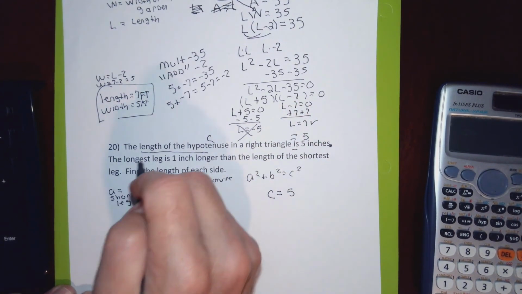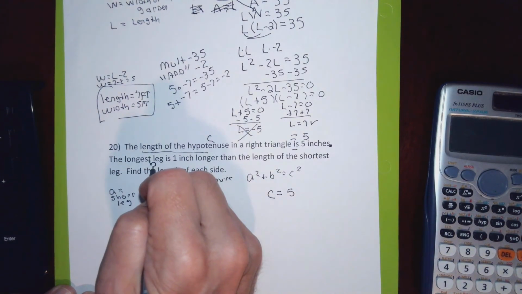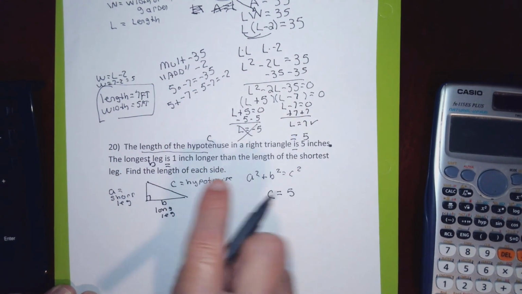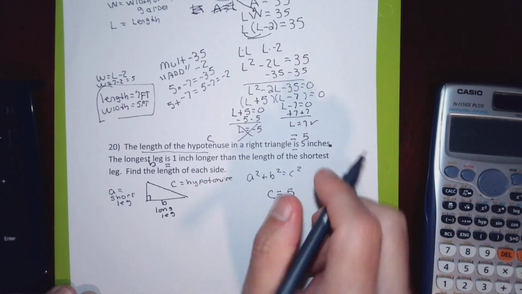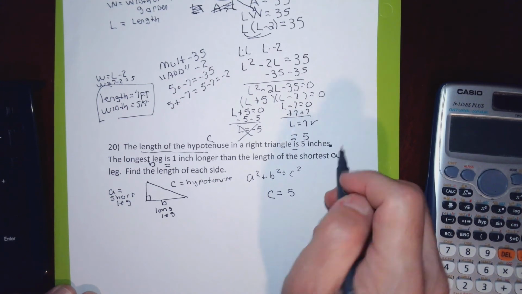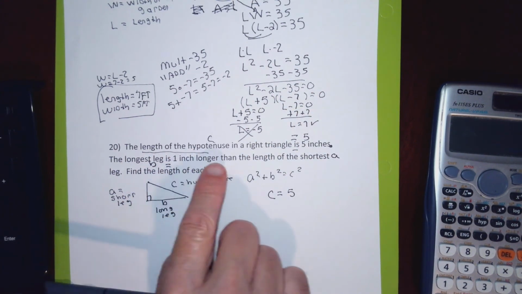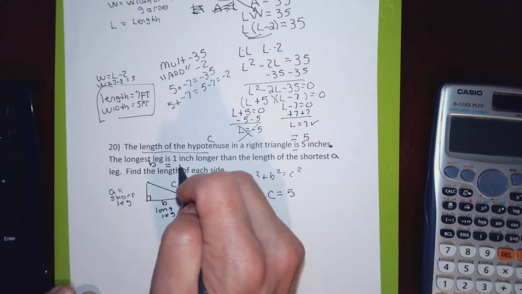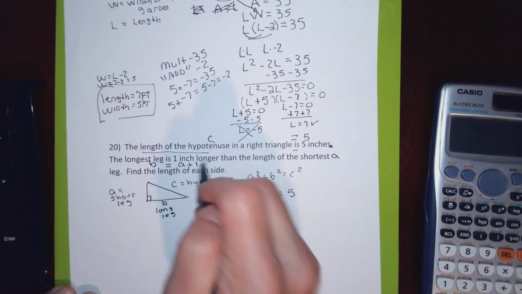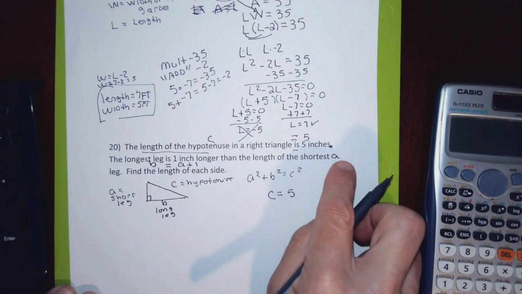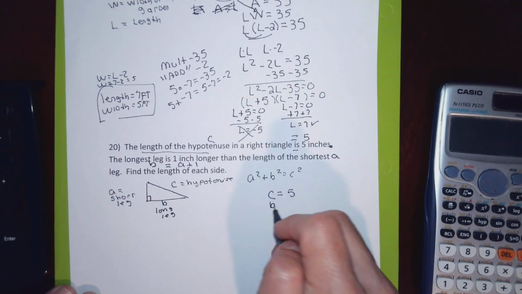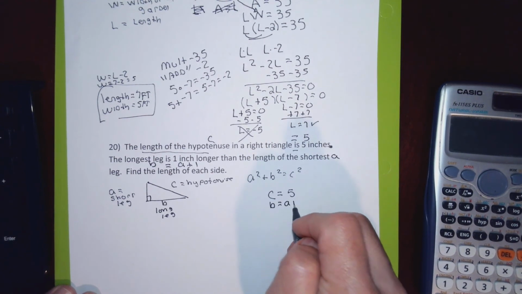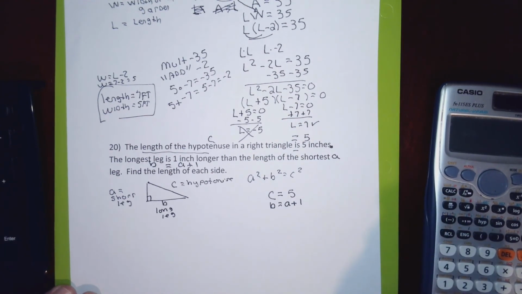The second sentence starts off with the longest leg, which is b, is 1 inch longer, that's going to be a plus, than the length of the shortest leg, which is a. So it says the longest leg is 1 plus the shortest leg, and I'd write that as a plus 1. Longer is adding, shortest leg is a, adding 1. So the longest leg, b, is the shortest leg plus 1, or 1 more than the shortest leg. Then it says find the length of each side.